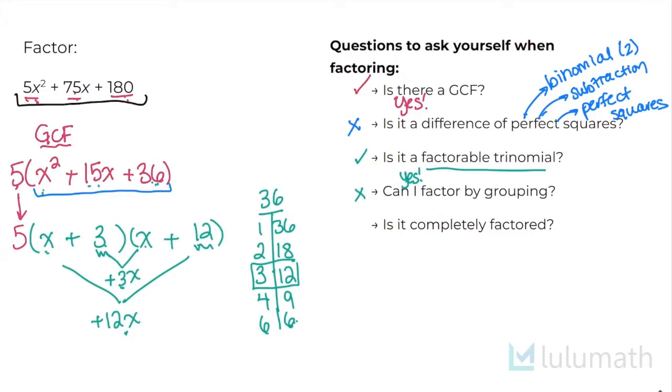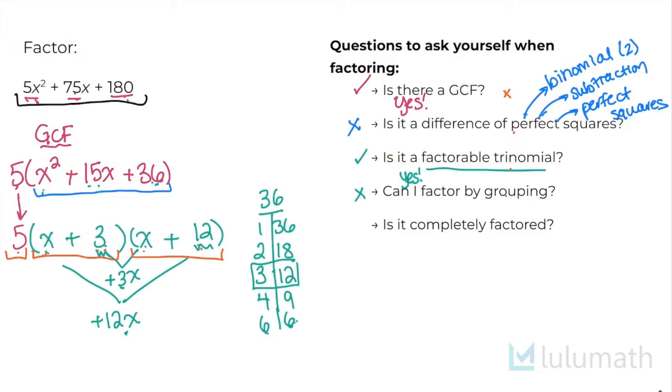Our last question is asking us, is it completely factored? So in order for us to know if it's completely factored, we need to look at each one of our factors. So our 5, our x plus 3, and our x plus 12. And we're going to go through our list again and see if any of these questions can be answered again. Is there a GCF for this 5? Well, it's only a monomial, so I can't take out a greatest common factor from just one number. There's no GCF between the x and the 3. There's no GCF between the x and the 12. So we've gotten to a point where this is officially no longer a possibility.